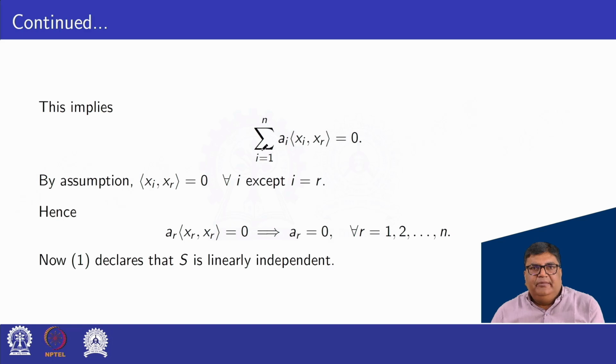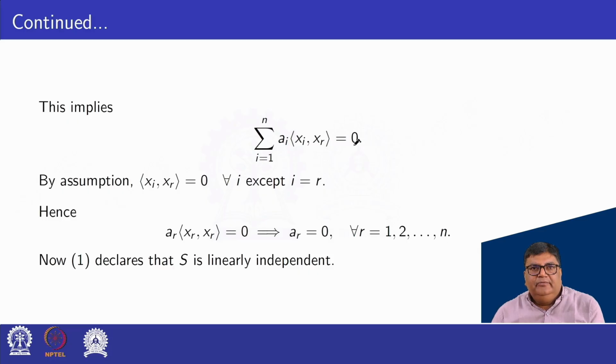This implies that the summation over i from 1 to n of ai times the inner product of xi and xr is equal to 0. Okay, so this is very simple. By assumption, the inner product of xi and xr is equal to 0 for all i except i equal to r, because xi and xr are different vectors. So the inner product of xi and xr is 0. But if i is equal to r, we have ar times the inner product of xr and xr is equal to 0.